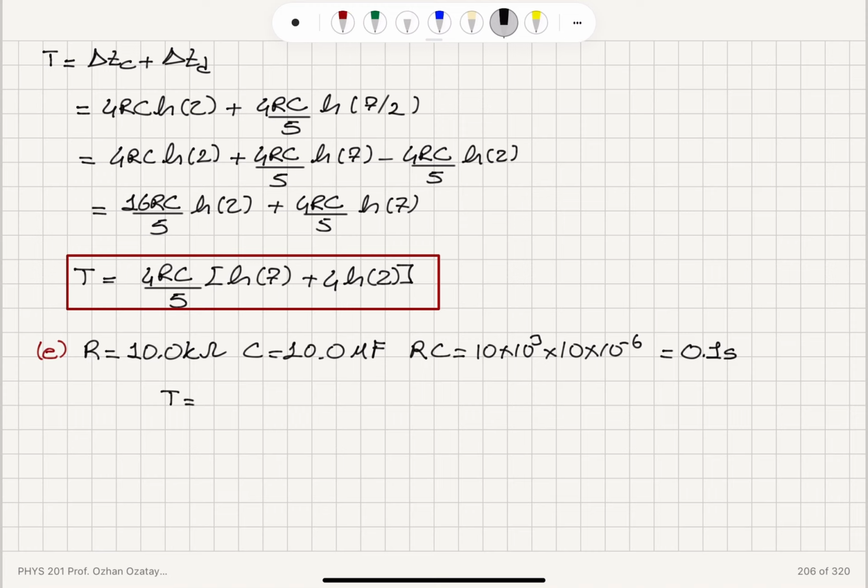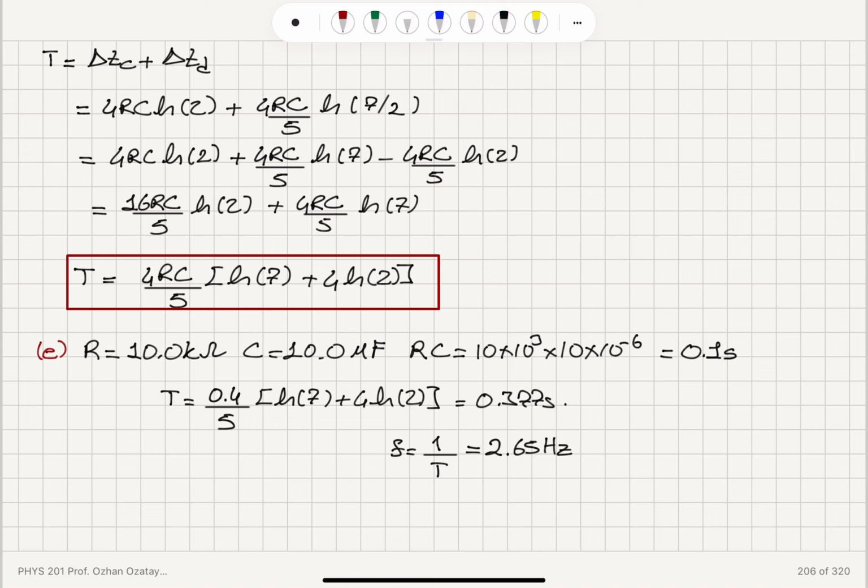That's the RC time constant. Then the period will be 4 times RC, which is 0.4 divided by 5, natural logarithm of 7 plus 4 natural logarithm of 2. And this turns out to be 0.377 seconds. And the frequency is 1 over the period. So the frequency of operation is 2.65 Hertz. And that's the answer to part E.